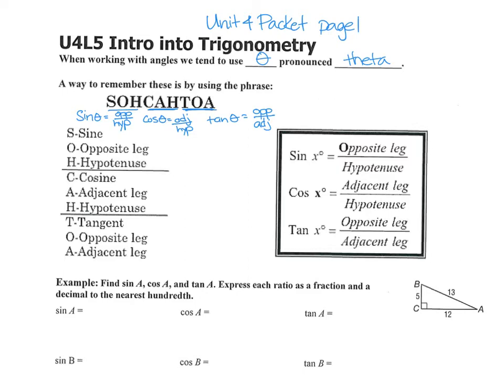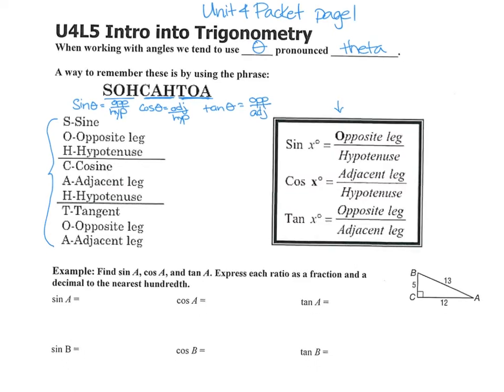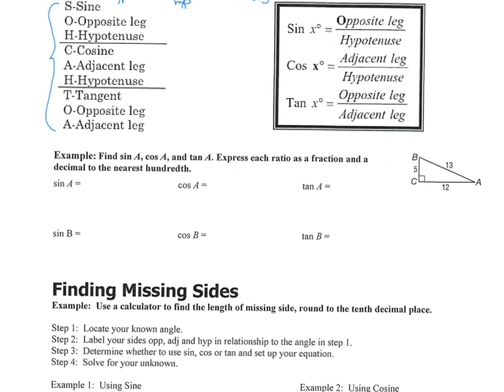So this box has the same three equations I just wrote, and the words for SOHCAHTOA are identified right here to the side. So let's take a look at what it means to be opposite, adjacent, and hypotenuse. So let's take a look at this triangle mid-page.